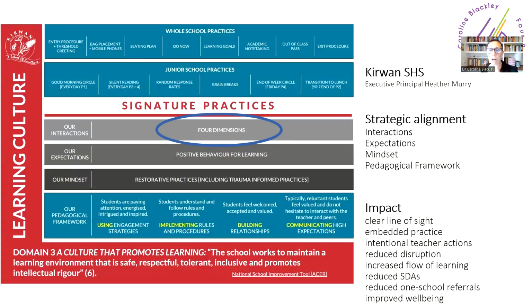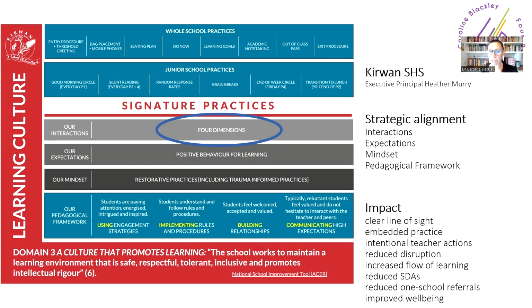Here's an example at Kerwin State High, and Heather Murray is the principal. I've worked with Heather now across 3 schools that she has led. You will see the blue circle. That's not on their placemat. I've added that. When they created this placemat, 4 dimensions sits above all of their signature practices, because 4 dimensions is the way she expects her staff to operate within their classrooms. Heavy green footprint, amber when you need it, and you bounce back to a curriculum focus. Positive behaviour then sits under that. And then you've got your restorative practices, including trauma-informed practices, and then you can see the pedagogical framework.